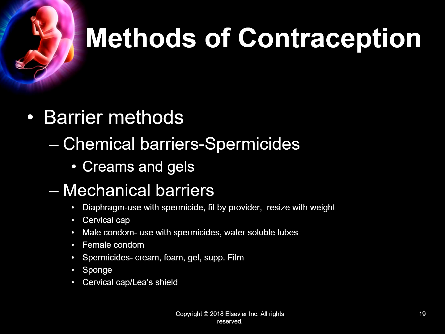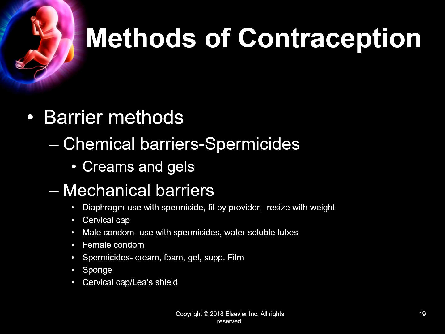The barrier methods include chemical barriers such as spermicide creams and gels, and then mechanical barriers such as a diaphragm with use of spermicide. They are fitted by the provider because they come in different sizes. The size has to be refitted whenever a woman gains weight or loses weight, and also after a pregnancy has ended and the woman delivers a baby.